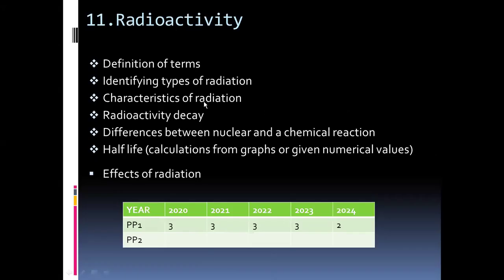What do you need to understand about radioactivity? Number 1, definition of terms. Number 2, identifying the type of radiations. Then we need to know the characteristics of radiation. We need to understand the radioactive decay, differences between a nuclear reaction and a chemical reaction. We also need to know half-life, that is the calculation from the graph, and also once we are given the numerical. We also need to know effects of radiation.